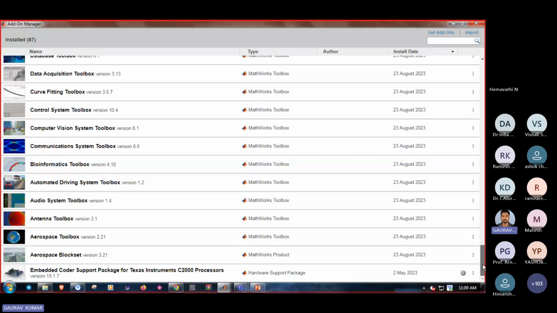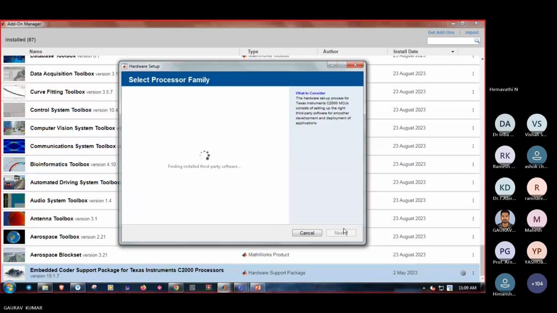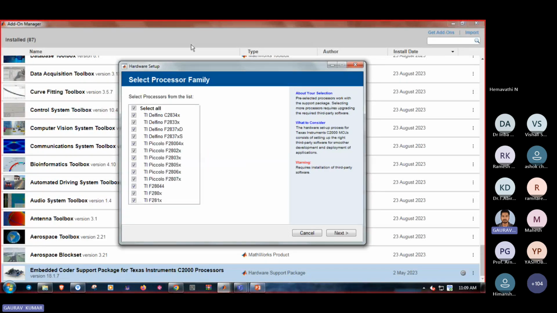Then we go for the setup. Firstly, we have to install it. Actually, I have already installed it, so the install icon is not coming. So we install it, then we go to the setup. Here we have to select the launchpad that we are using. Okay, so we have the launchpad of TI Delfino F2837XT. So we have to select it. Then we have to go for the next.